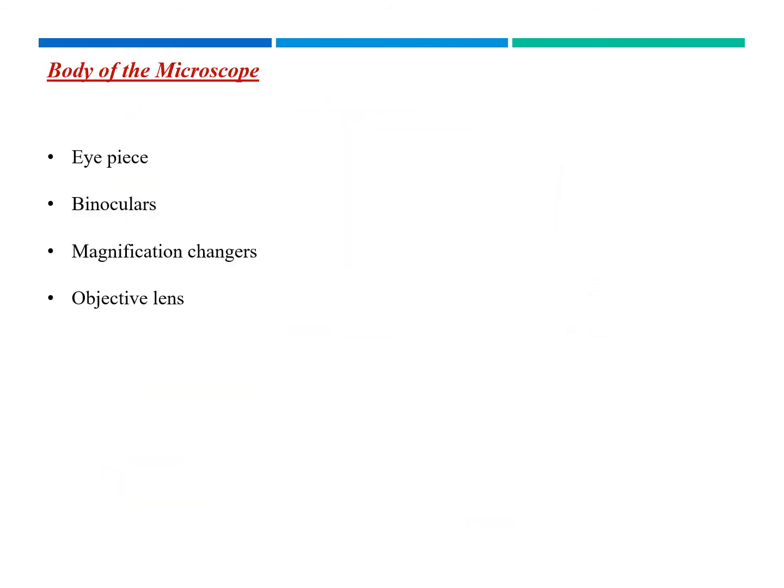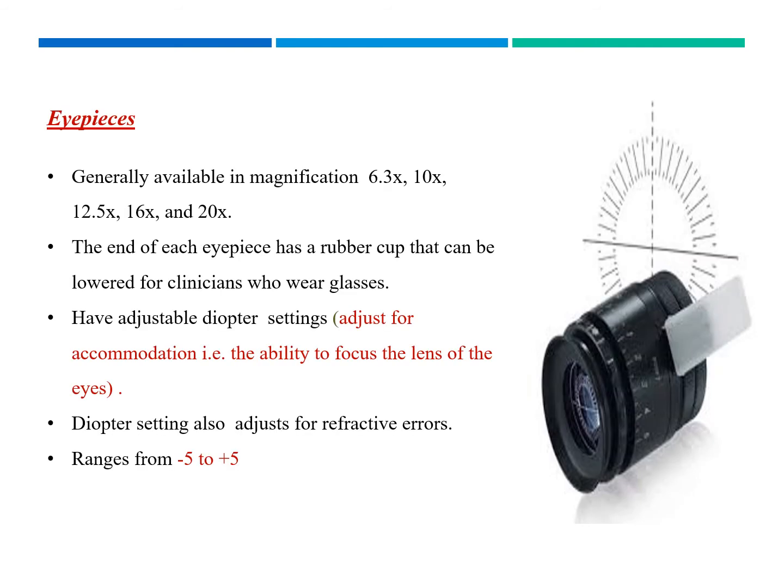Body of the microscope includes the eyepiece, the binocular, the magnification changers, and the objective lens. Eyepiece, like I mentioned, the one which is closer to the eye, is available in various magnifications from 6.3 to 20. The end of each eyepiece has a rubber cup that can be lowered for clinicians who wear glasses. It has an adjustable diopter setting. The diopter setting also adjusts for refractive errors and it ranges from -5 to +5.